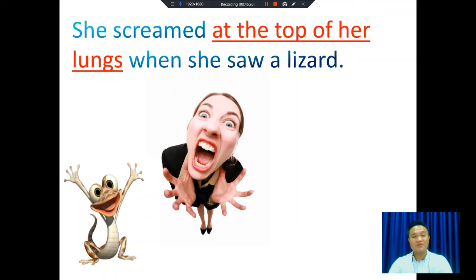Now, one of the benefits of using idioms, did you notice here? If I say she screamed loudly when she saw a lizard, scream loudly is only two words. But if I say scream at the top of her lungs, what are the pros you see here? You can see that by using idioms, we actually help you add to the number of words in your essay. This is one of the benefits of using idioms while writing a narrative essay.